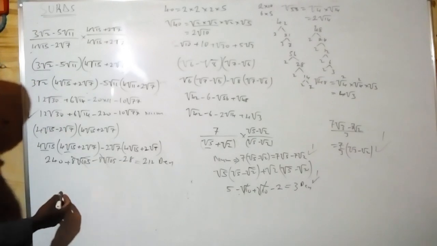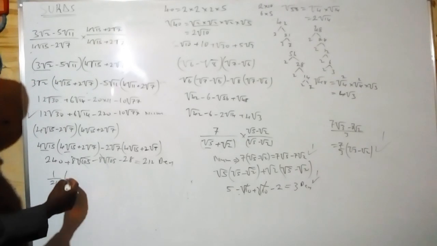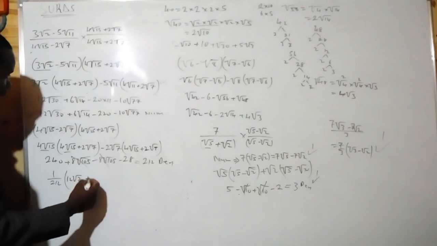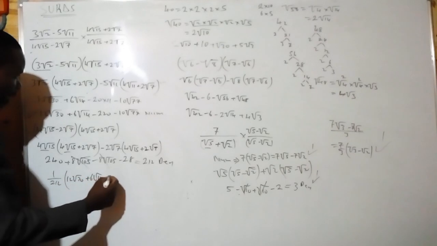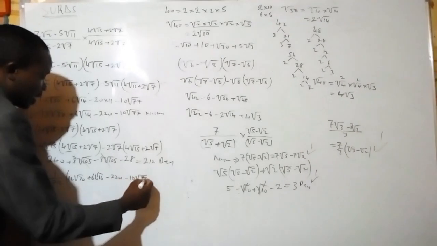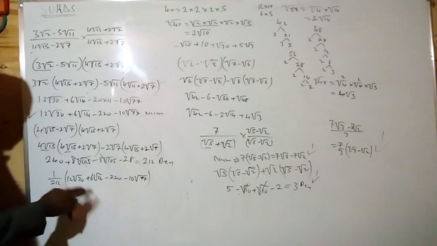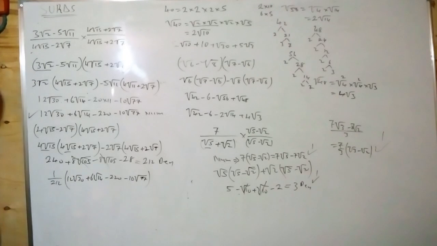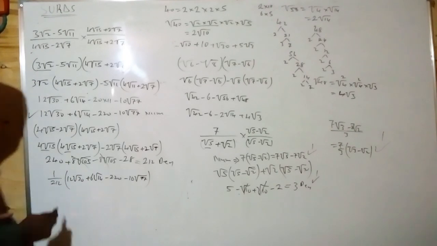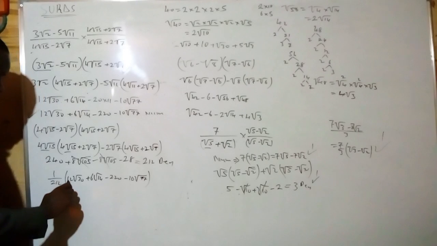We can say 1 over 2, 12 root 30 plus 6 root 14 minus 220 minus 10 root 77. Although you can take common 2, you can take 2 outside the bracket. We divide 212 divided by 2. You can say it's 1 over 106 because of by 2, 1 by 2, 6.